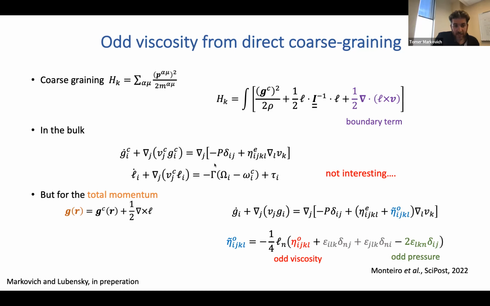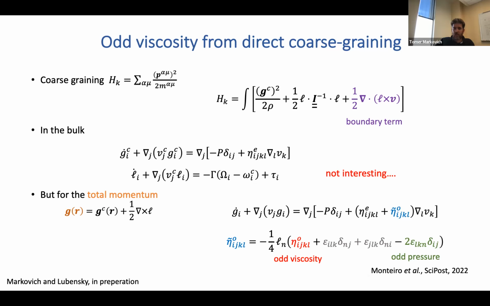So it didn't disappear. What happened if you write the total momentum equation? So this is the center of mass. I just write this equation, G, which is Gc plus half curl L. So I use this and write Gc in terms of G, and I go through the algebra. What I find is this. So that's the result. This is still something we're working on, but what we find is that you do have odd viscosity, but you have other terms.